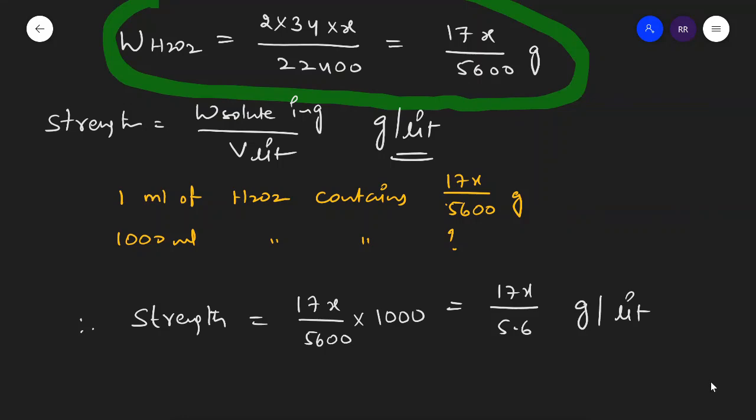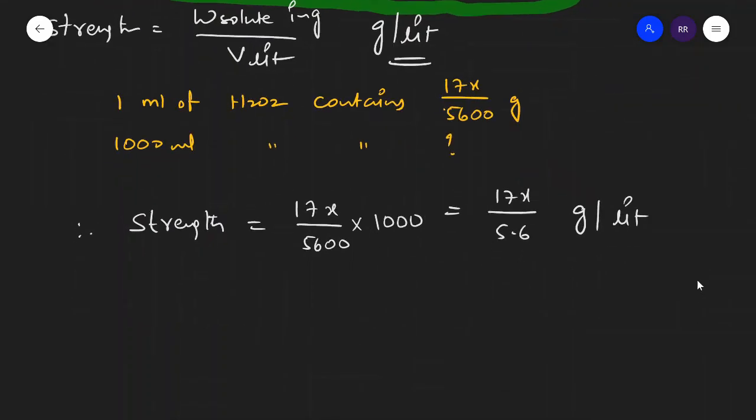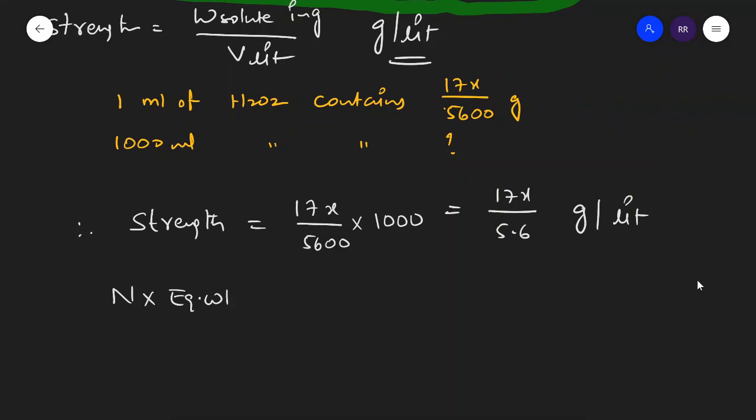And we know the relationship between strength and normality. We know that strength equal to what? Normality into equivalent weight, which is equal to 17x by 5.6. Here, what is the relation between strength? Strength equal to normality into equivalent weight.